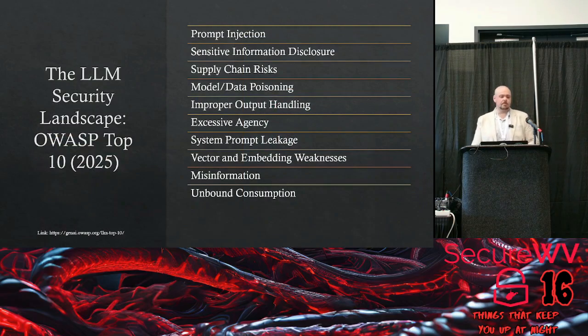So just to level set a little bit around the top 10 items from the OWASP. Prompt injection, that's the most common that people are aware of. You have sensitive information disclosure. If you think about it, most of these models have vacuumed up as much of the internet as they could possibly get. And it's a pretty safe bet there's some sensitive information somewhere that they've gotten a hold of.